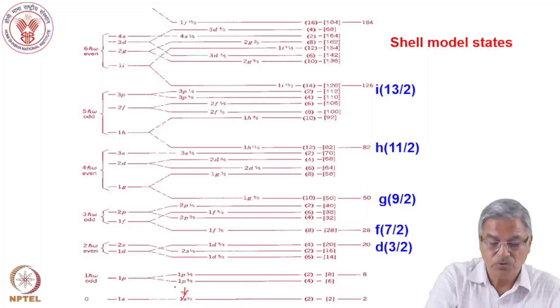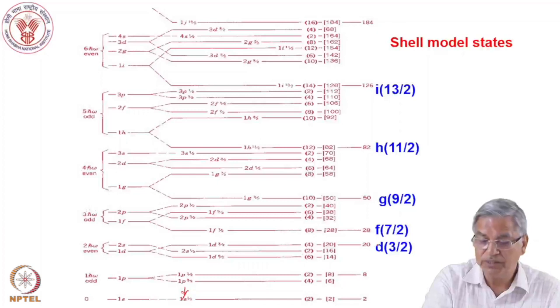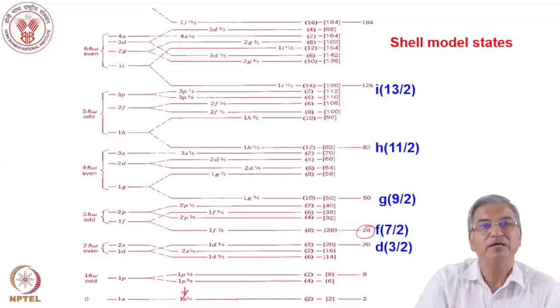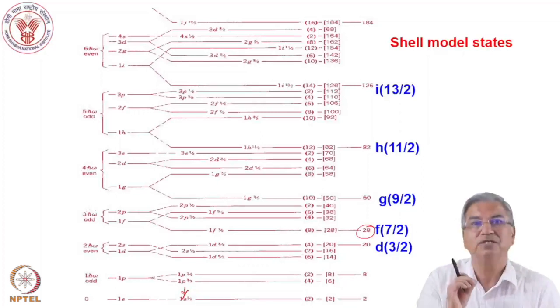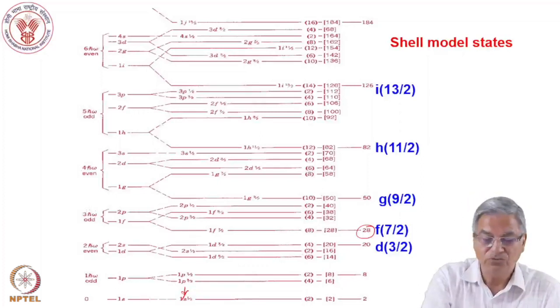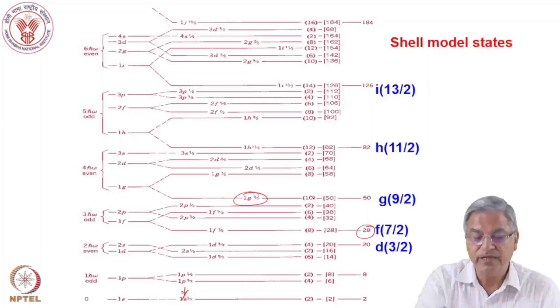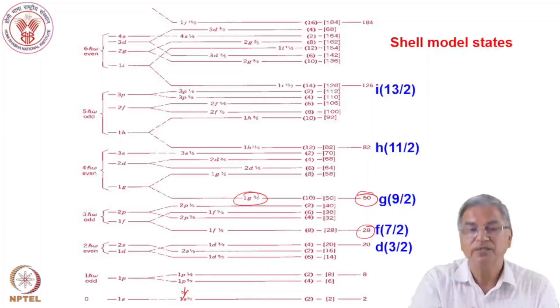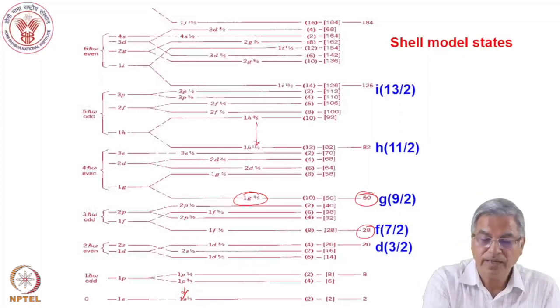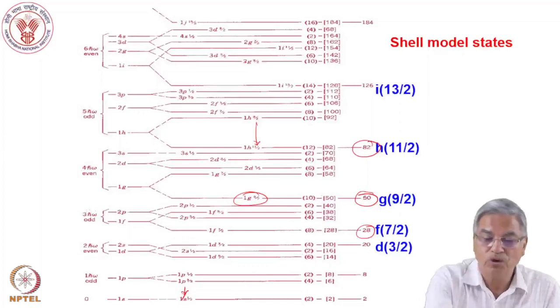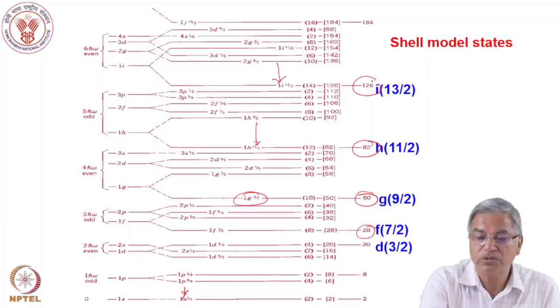So we get 1p3/2 and 1p1/2. Now, up to 20 there was no problem. You now have F7/2 being lowered. In fact, there is something called a semi-magic number of 28. So there is slightly higher stability for 28 protons or neutrons. And now you see here, because of the lowering of 1G9/2, there are no additional 10 nucleons here. So there is a 50-nucleon shell, magic number. And again, lowering of the H11/2, you get 82. Lowering of the I13/2, you get 126, and so on.